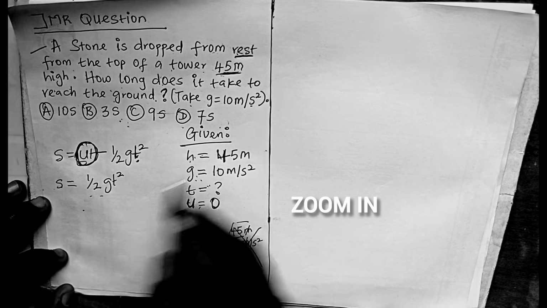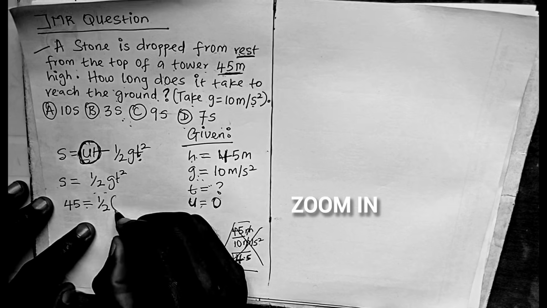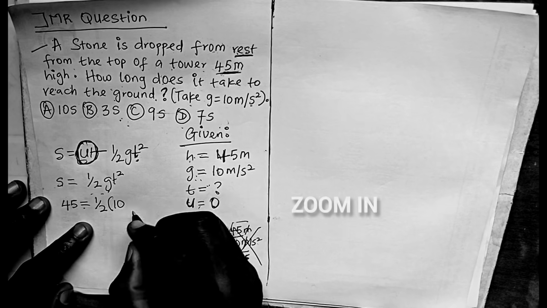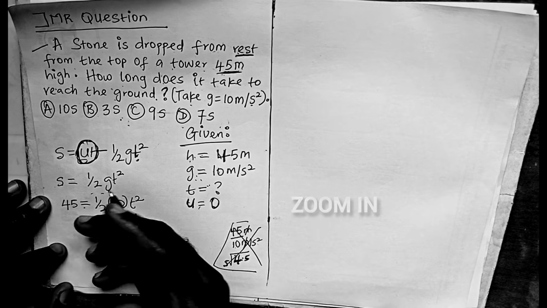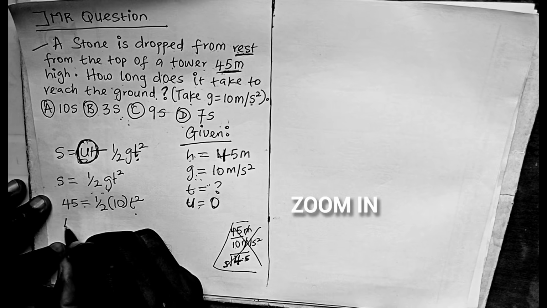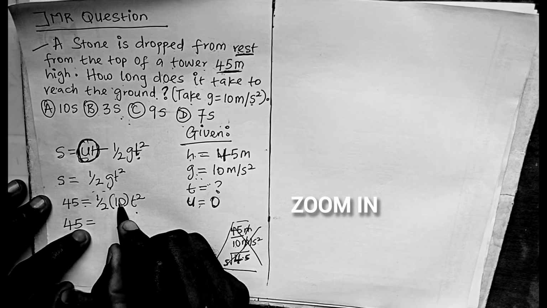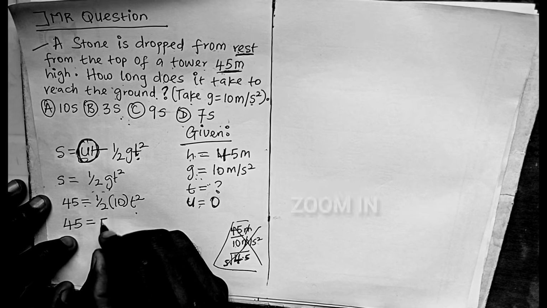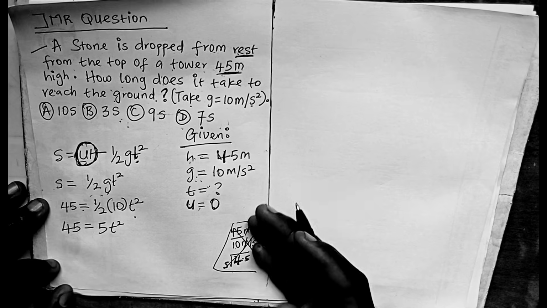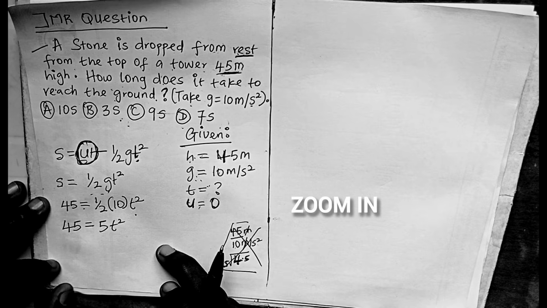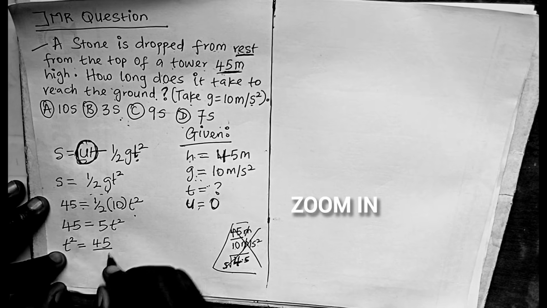S, which is the height, 45, is equal to 1 over 2 times g, which is 10, times t squared. Remember, it's time we are looking for. So 45 is equal to 10 divided by 2, which is 5, times t squared. We bring this here and divide both sides, so t squared is equal to 45 over 5.